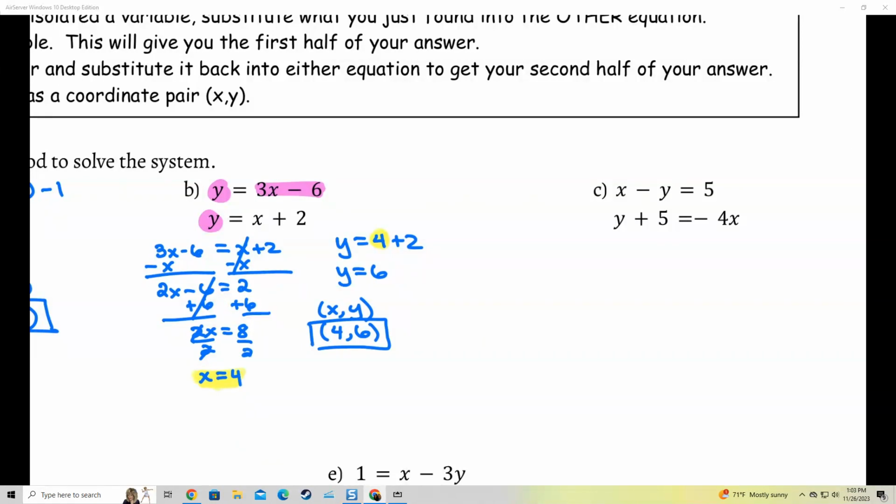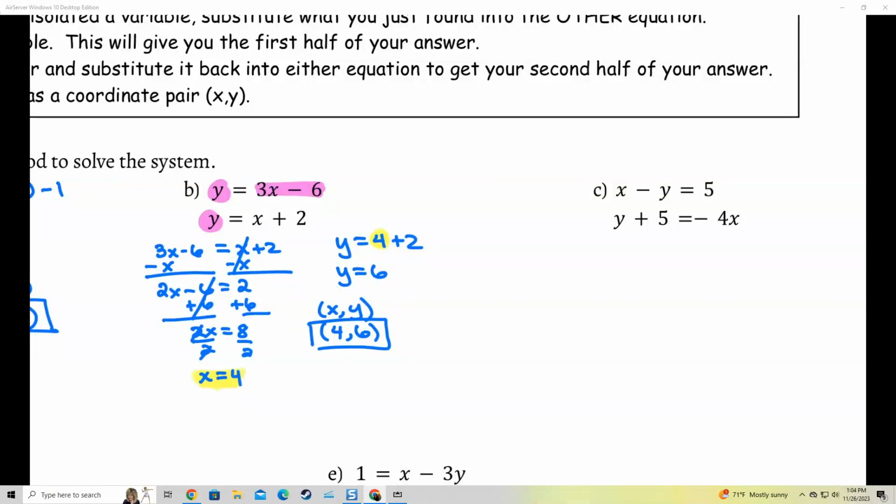And I want you to notice that in no way, shape, or form did I have a variable completely by itself. This thing has a negative 4 on the x. It's not by itself. So I'm actually, and this just comes with experience, I'm actually going to solve for this x. Step one, get one of your variables by itself. It doesn't matter which one. I'm going to get this x by itself just because to me it looks like the easiest to get by itself.